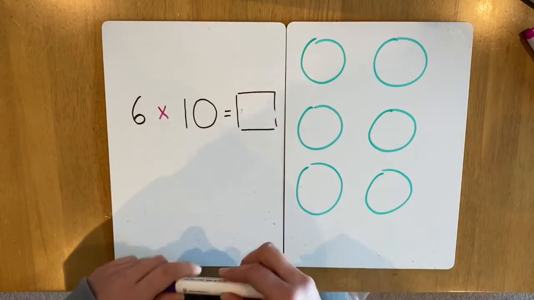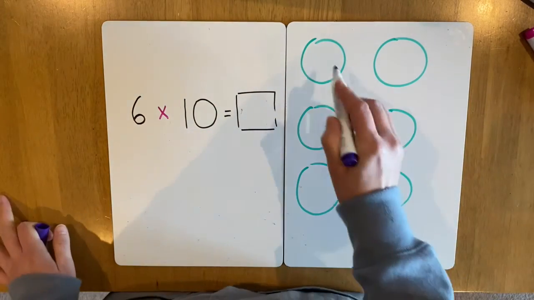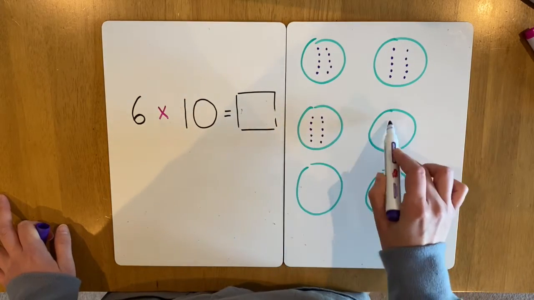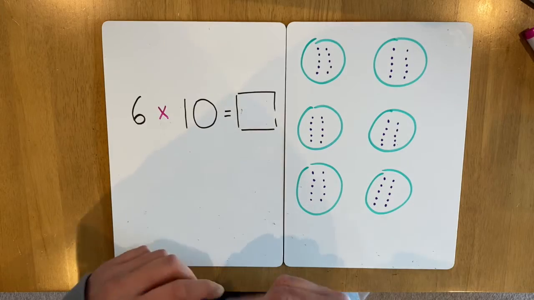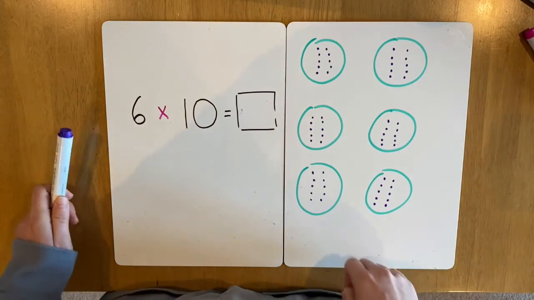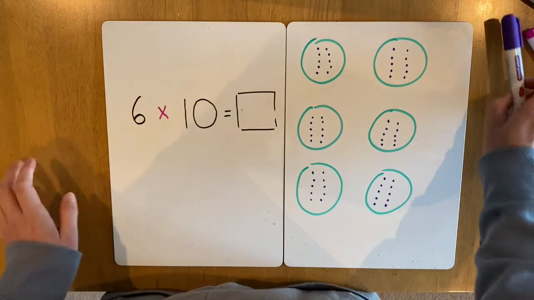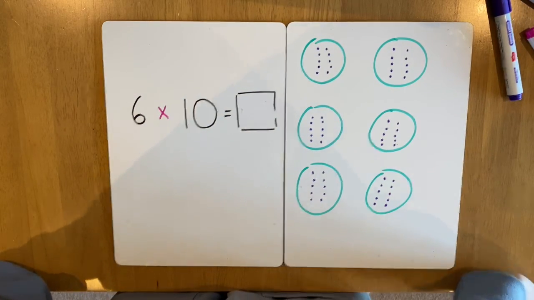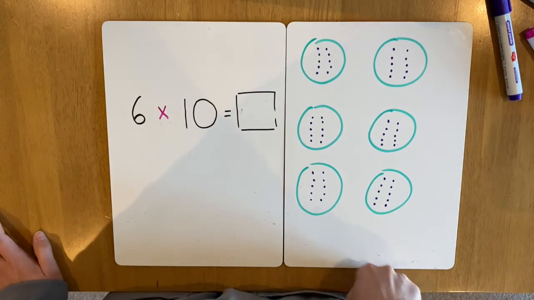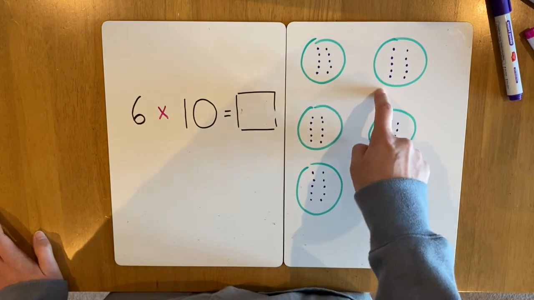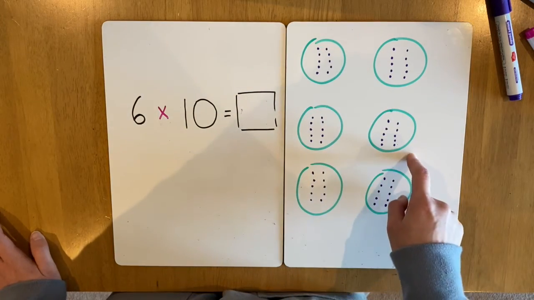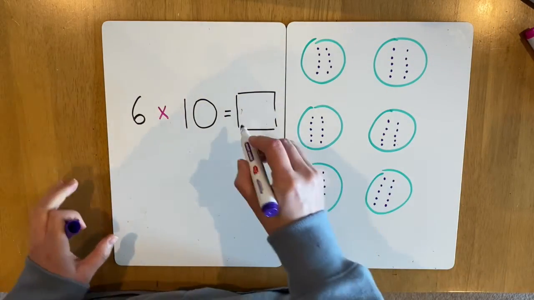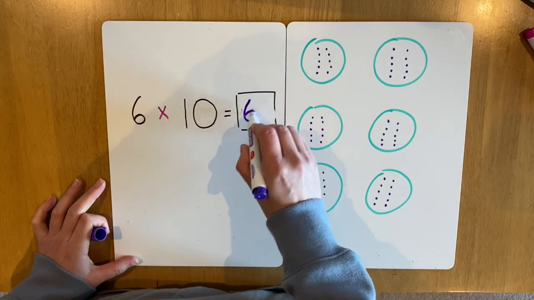I'm going to draw 10 dots in every circle. 1, 2, 3, 4, 5, 6, 7, 8, 9, 10. Whew. Okay, I've got 6 groups with 10 in each group. How many do I have all together? I'm going to count up in tens. Ready? 10, 20, 30, 40, 50, 60. We have 60 all together.